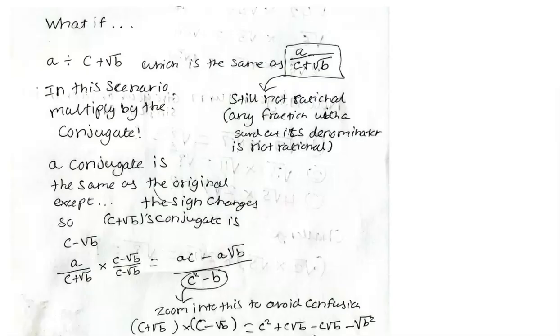As you can see at the bottom, we get c squared plus c root b minus c root b minus root b times root b, which is b squared under the root, so just b. So you get c squared minus b as the final simplified term to get rid of the surds, which is what we want in order to rationalize the denominator.